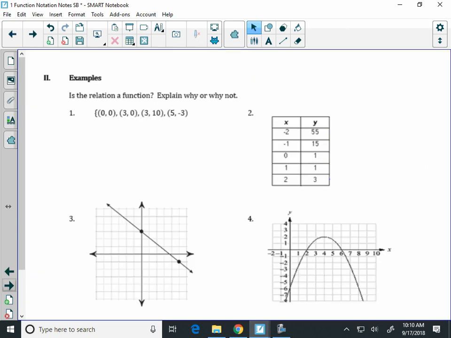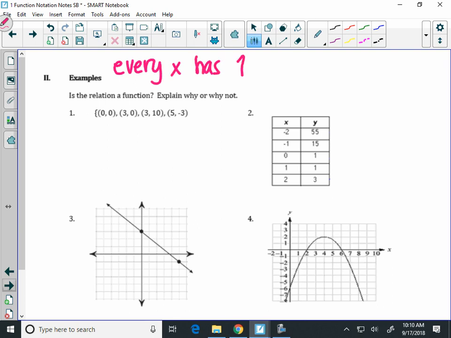Alright, so now we want to tell if things are functions. So let's put that definition of a function to use. Remember, the definition of a function says that every x has one y value that goes with it. So when I look at a set of points, this is what we have in number 1: (0, 0), (3, 0), (3, 10), and (5, -3). I want you to start by looking at the x-coordinate of those ordered pairs.